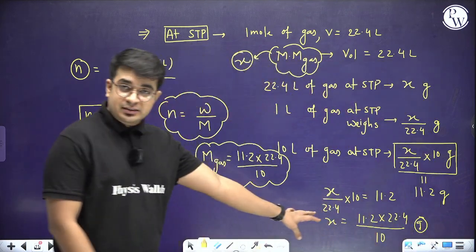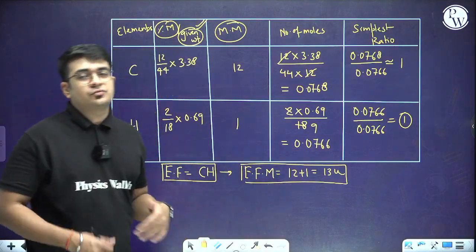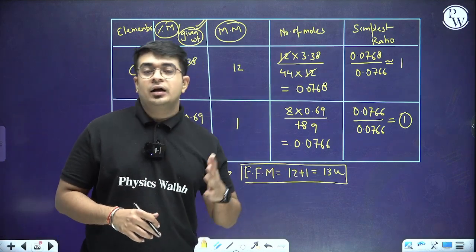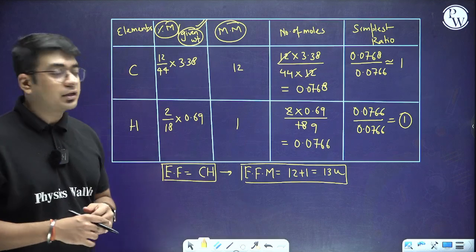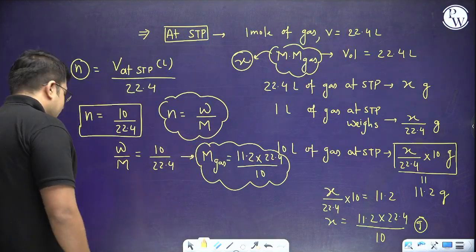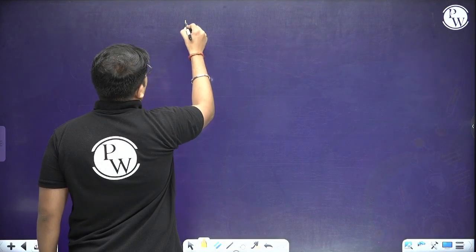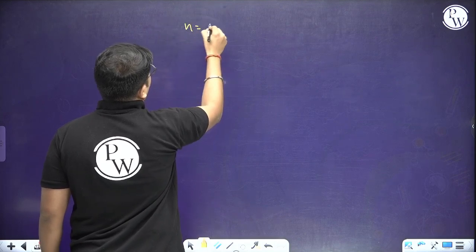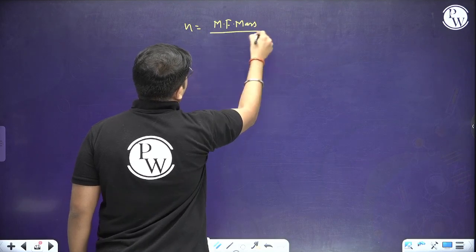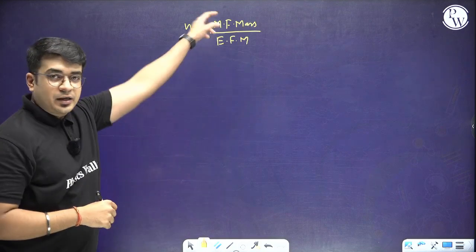Okay, now you know this S. Now you know the value of empirical formula mass. It's very easy for you to calculate the next part, which is the molecular formula of the particular compound. So from that part we have the information that N will be equal to molecular formula mass, which is the molar mass, divided by the empirical formula mass. This we have calculated. This part is also clear to us.